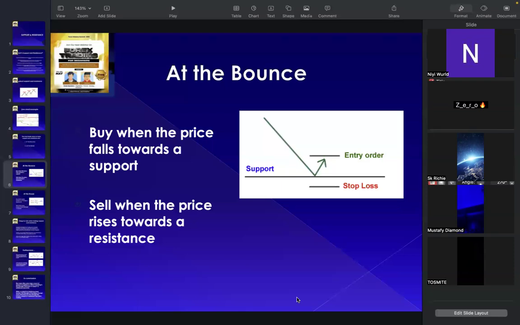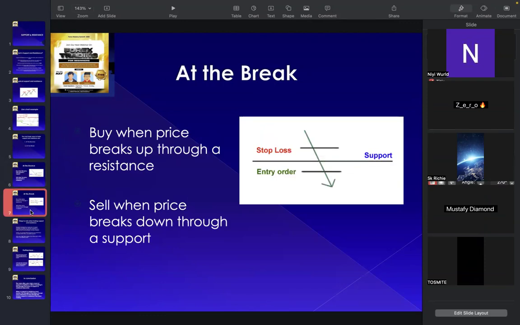I hope that English is understandable to everybody. When market is at a low price, when it is dropping to a low level and it gets to a significant level, which is the support, you buy. When market is at the high level and it gets to a significant level where it is at the top, you sell. So at the break, moving on to the next page, we buy when price breaks up through a resistance, and then we sell when price breaks down through a support.